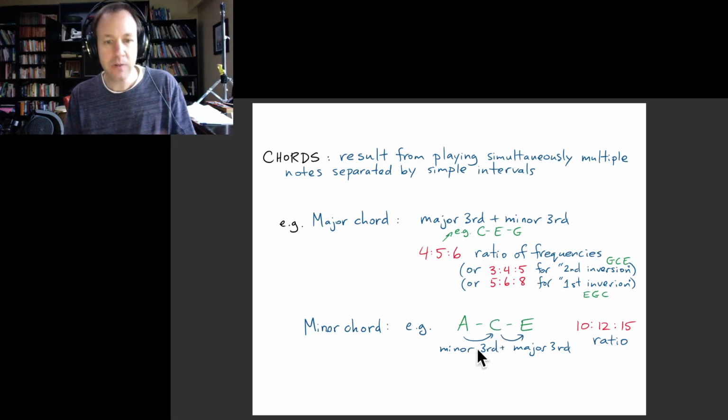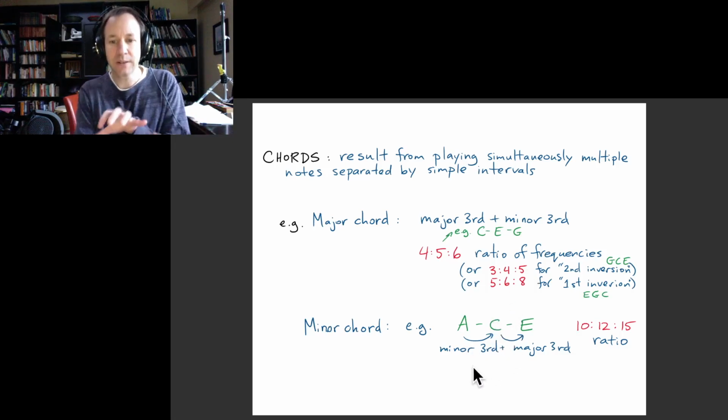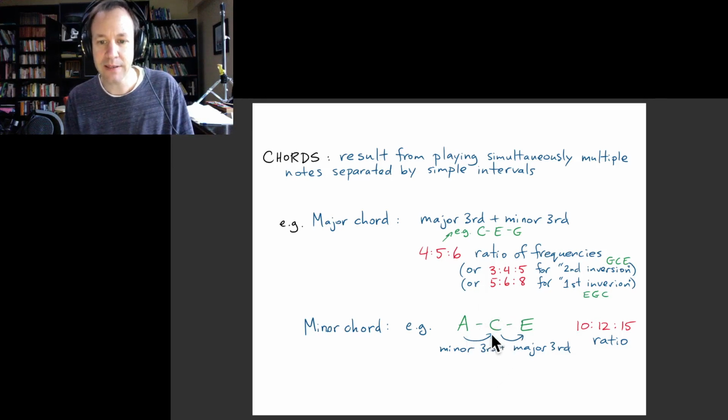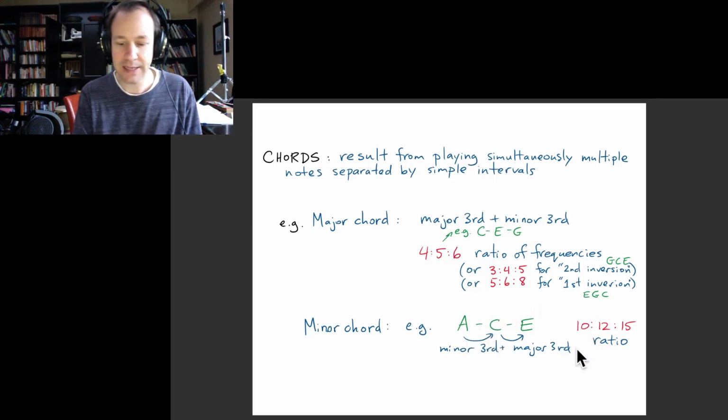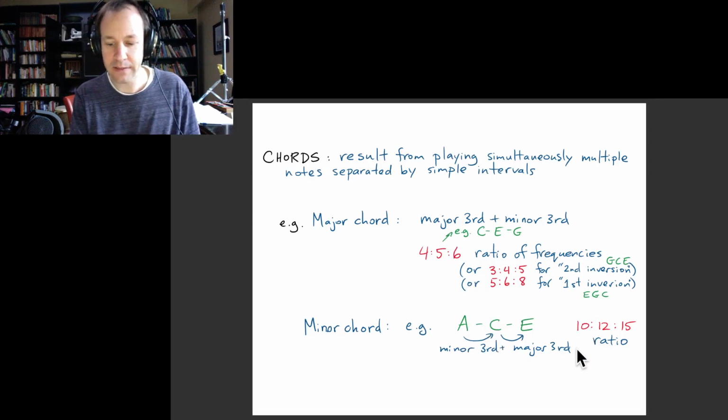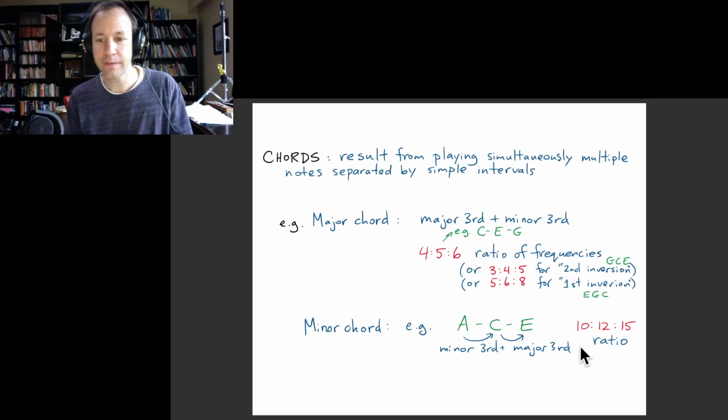Similarly, a minor chord is just switching those two intervals, so a minor third and then a major third, and that has quite a different quality to it. If you work out the frequency ratios, that one is a little bit more complicated. It turns out to be 10 to 12 to 15.